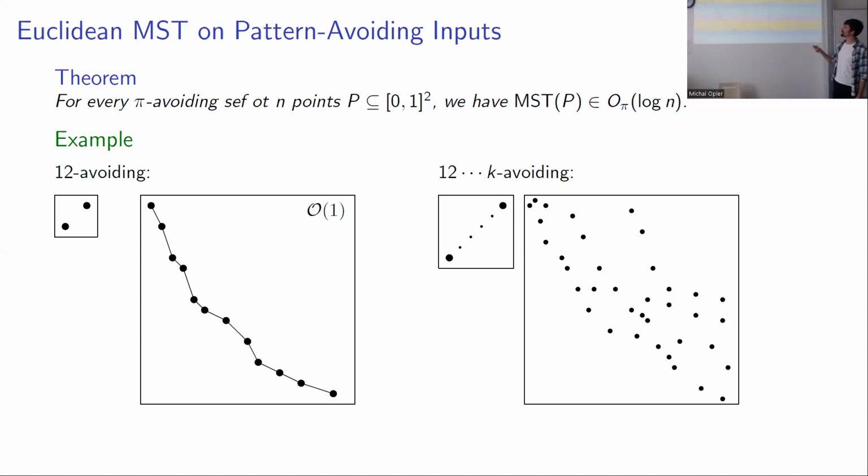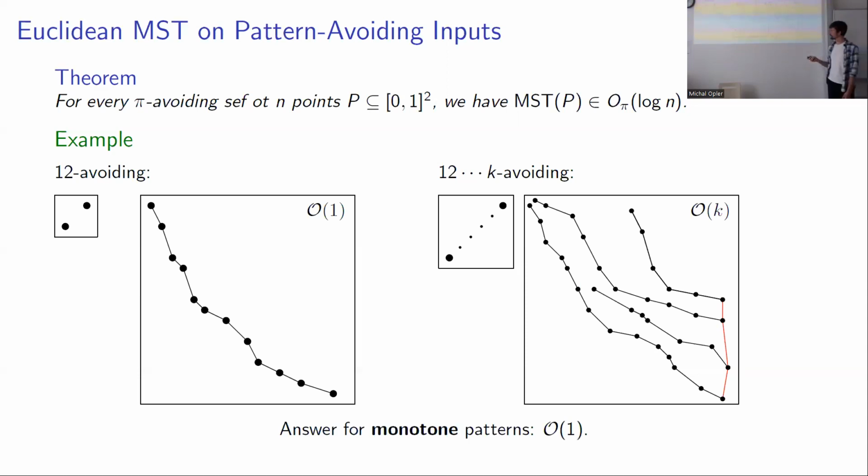And then if you have something that avoids 1 to up to k, then it means that the input can be decomposed into k minus 1 decreasing sequences. So you do the same thing with each of these k minus 1 sequences and then join them by a single path, joining their last points, which gives you something that's linear in k. So we already see that for monotone patterns, it's in fact better than log n. It's just always a constant. But that was easy to show.